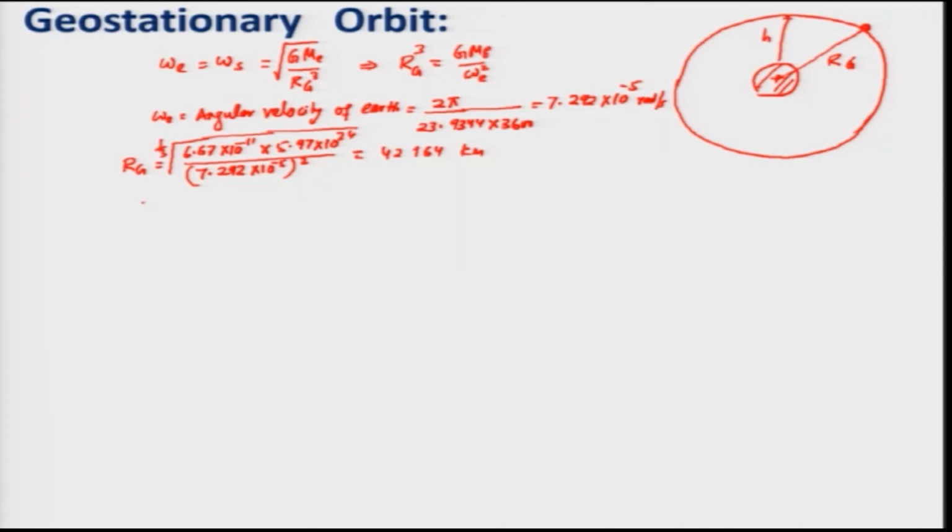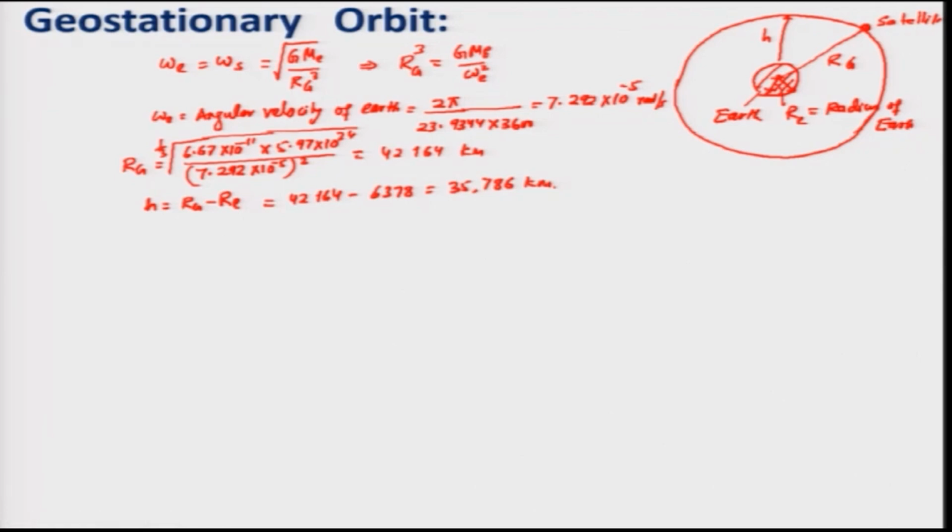And keep in mind that this is your h. As I told earlier, h will be r g minus r e, where r e is the radius of the earth. This is your satellite, and this is your earth. That happens to be 42,164 minus 6378, which is equal to 35,786 kilometer.